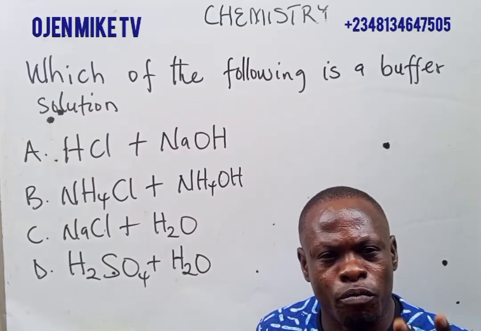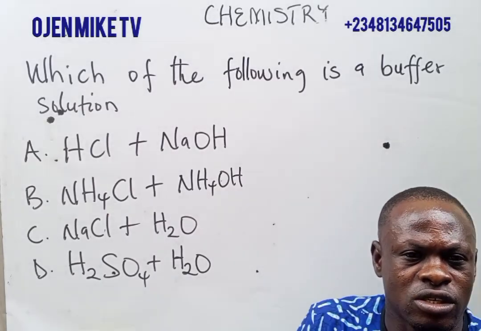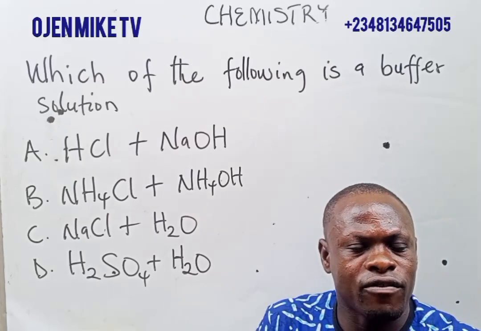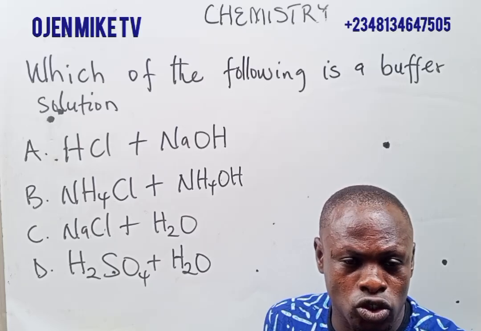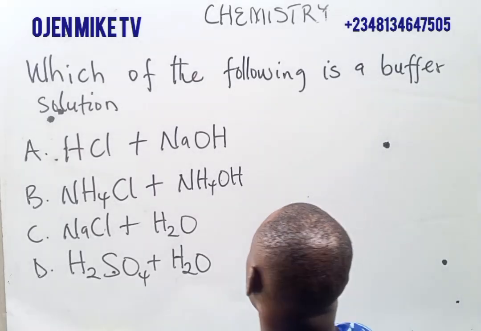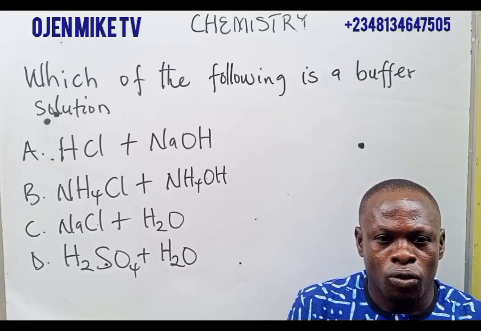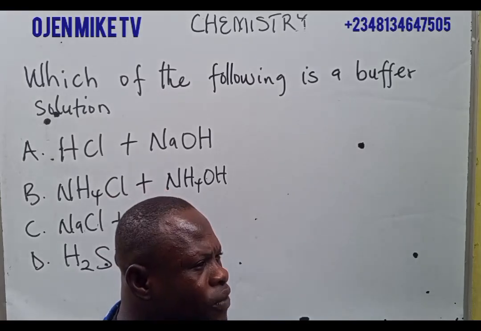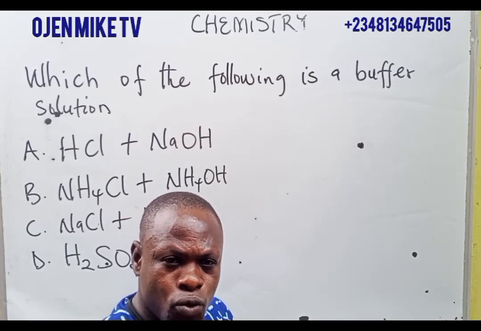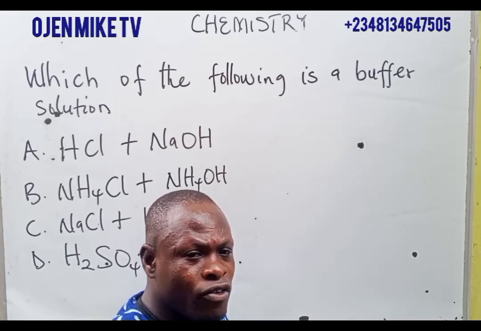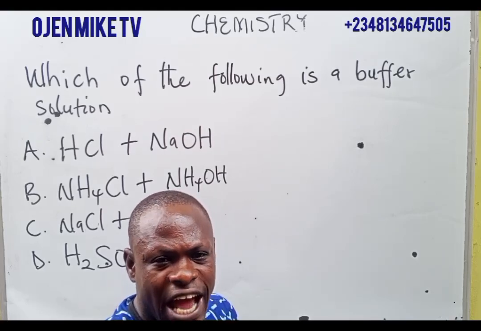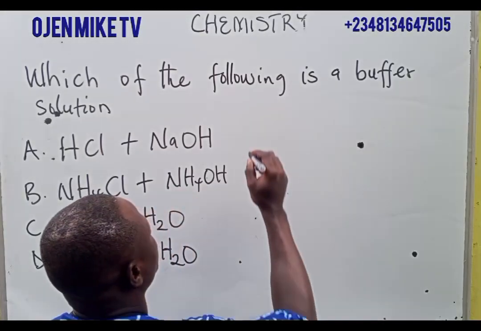Now, we have two types of buffer solution. We have acidic buffer solution and we have basic buffer solution. Acidic buffer is formed from a weak acid and its conjugate base, while a basic buffer is formed from a weak base and its conjugate acid.